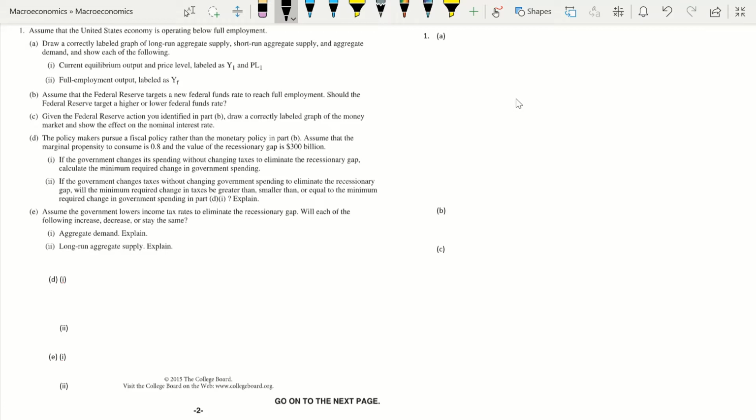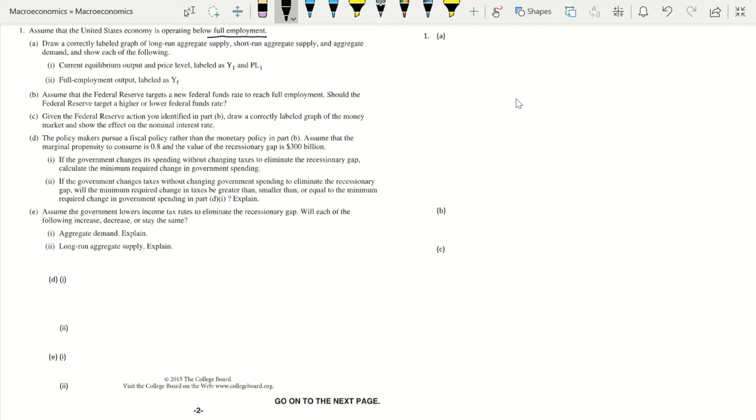So let's go ahead and start with question 1. Assume the United States economy is operating below full employment. Well, if we're below full employment, that means we're in a recession, right? So this was like what happened in March when the COVID-19 pandemic hit and mass amounts of people were laid off, GDP plummeted, right? So we're below full employment.